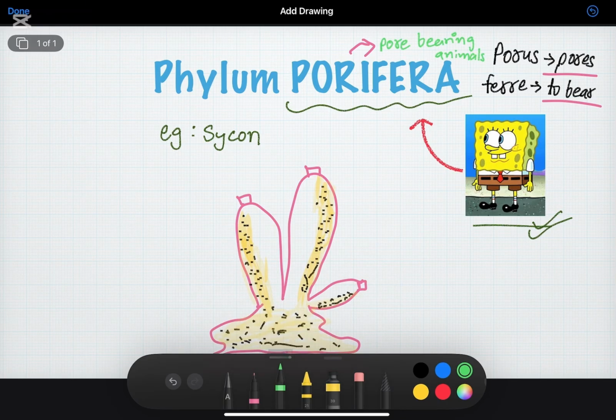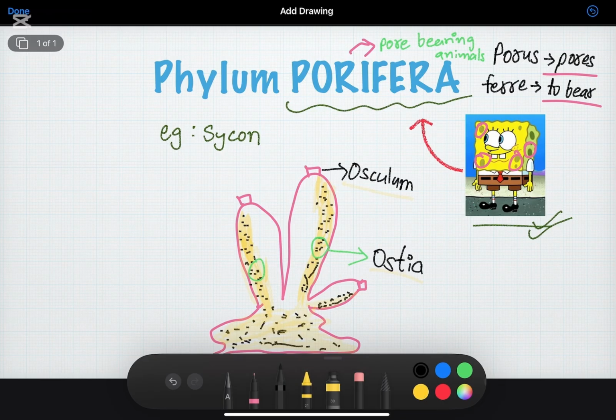So where are the pores? As we can see, these are the pores. Yes, these are ostia, and the larger opening at the top is called the osculum. This is called the osculum. And you can also see these ostia present in SpongeBob. Yes, these small pores are ostia. So now, this is the osculum and this is the ostia.